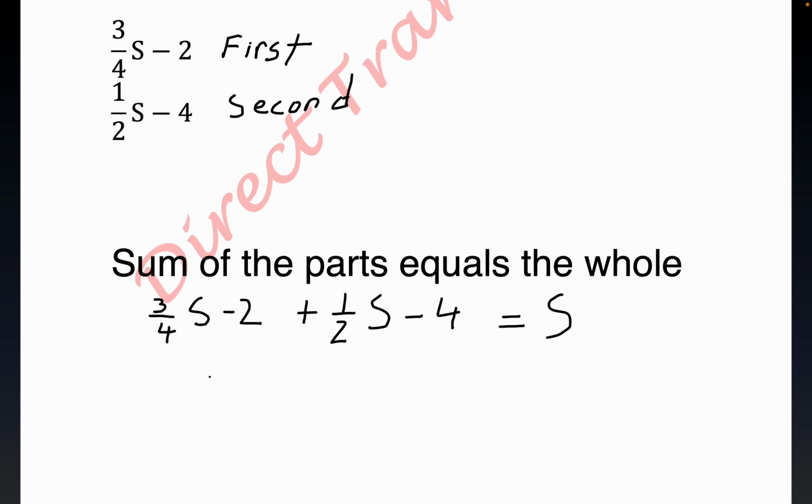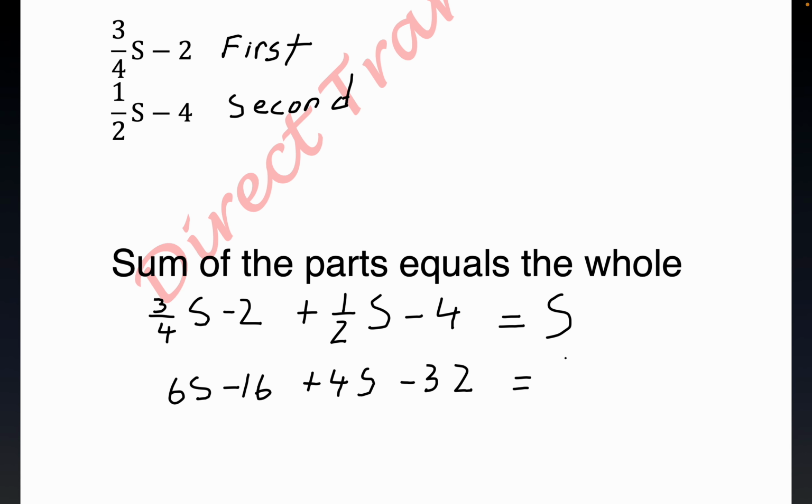Doing so, 8 times 3/4 is the same as 2 times 3 times S, right? So that would give you 6S right here. Again, folks, 2 times 4 is 8, so if you multiply through by 8, you will clear out all the fractions, all right? Now, what's 8 times -2? That would be -16. 8 times 1/2 is 4, so that would be 4S. All right, 8 times -4 is -32. And of course, we have the right-hand side being equal to 8S.